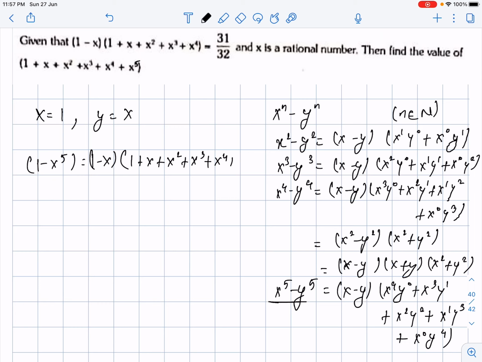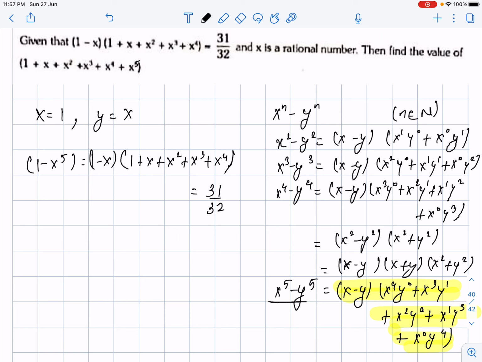So which format I have applied over here? Guys, I have applied the last identity's format which I have written over here. This format I have applied, okay. Hope you guys would have got my point. Keeping x is equal to 1 and y is equal to x. So guys, what is the value of this thing? 31 upon 32 is the value of this thing.